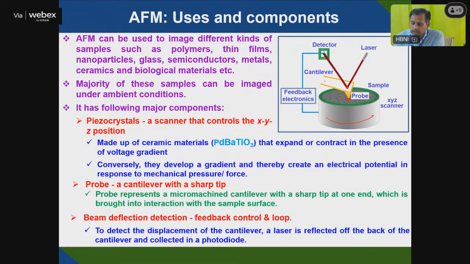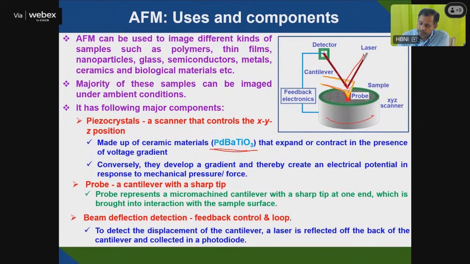You have a sample, and then you have a cantilever kept here, that cantilever with a sharp tip. The tip is mostly made of silicon nitride, a semiconductor material, and the sample stage is a piezoelectric material, barium titanate. You move that scanner up and down, and once you apply some particular force, it will scan the sample surface.